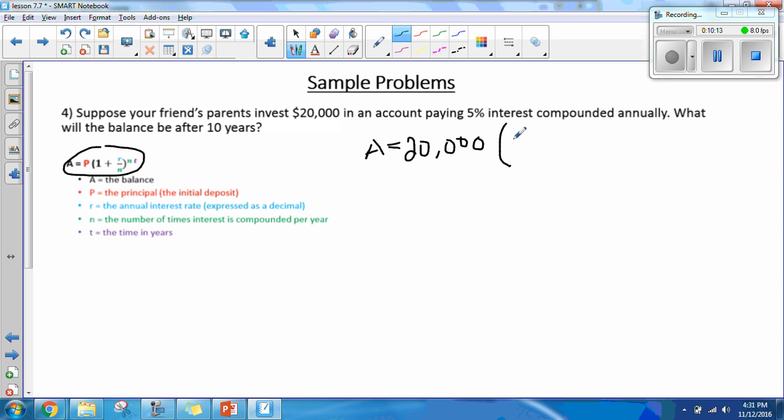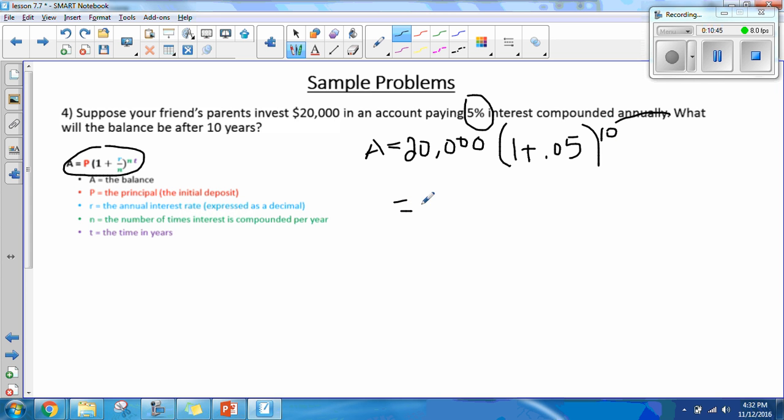And we're going to do 1 plus, our rate is 0.05, our percent as a decimal. N represents the number of times interest is compounded per year. And because it's compounded annually, it's only being compounded once. So R over N, or 0.05 over 1, would just be 0.05. N, again, is 1, and our T will be 10 years.